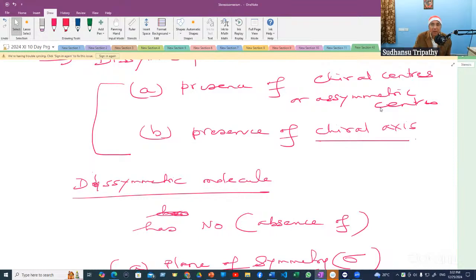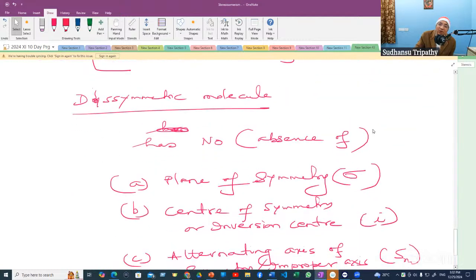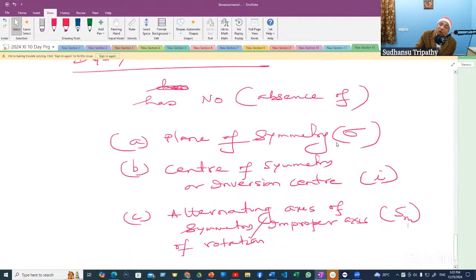Doesn't matter, but it will not have any one of these 3. If it doesn't have an Sn, you will never find a sigma, you will never find an I. If you don't find an I, you can never find Sn and sigma. The moment one of them stays, but conversely, you may find I, you may not find sigma or Sn.